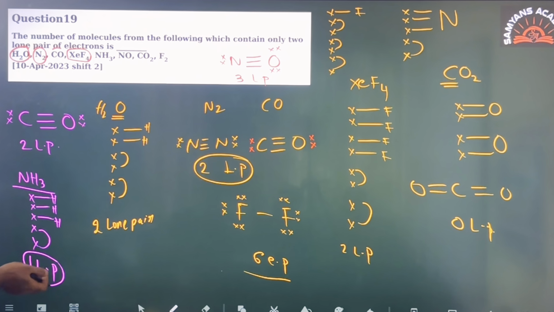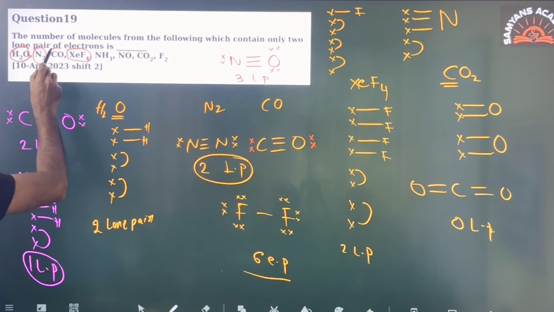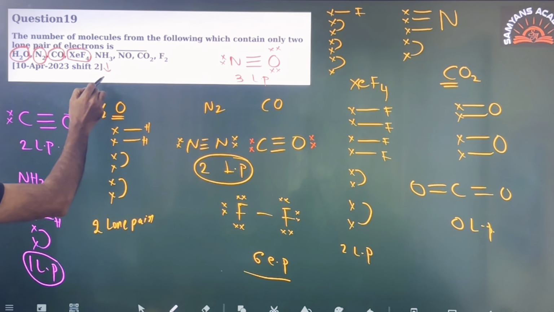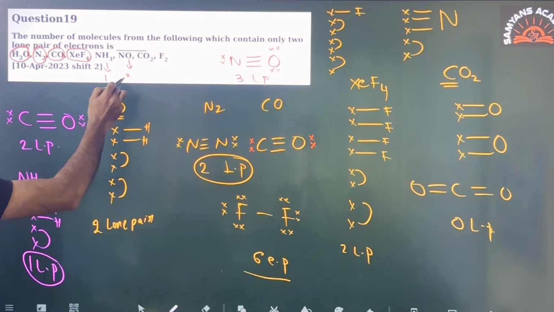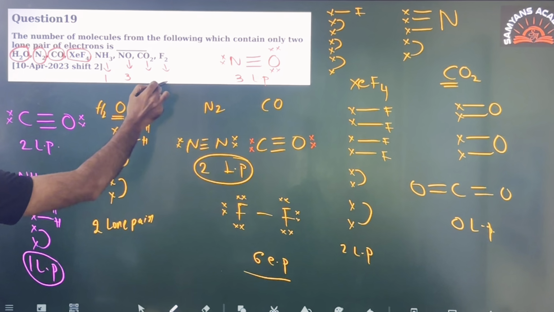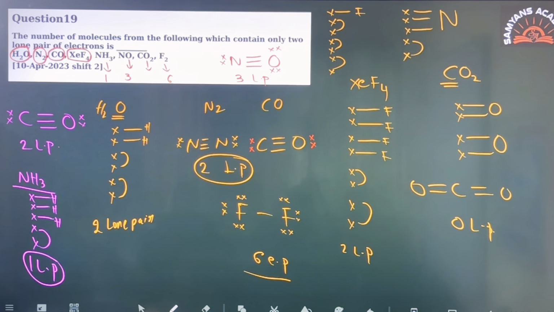Ammonia has one lone pair. Carbon monoxide also has two lone pairs. And this ammonia has only one lone pair. Nitric oxide has three lone pairs. Carbon dioxide has no lone pair. Fluorine has 6 lone pairs. Like that you have to arrange.